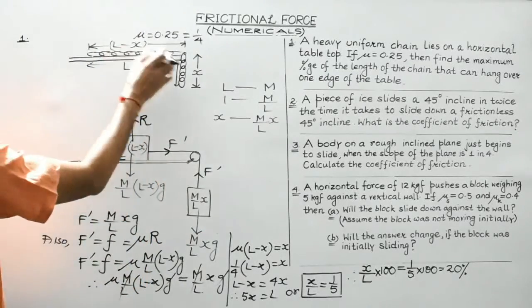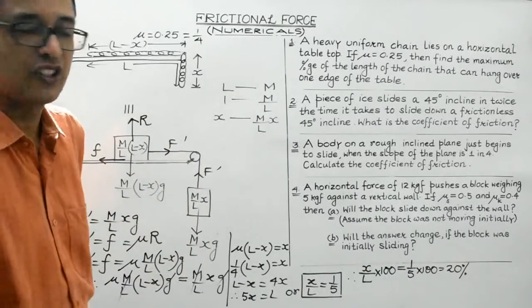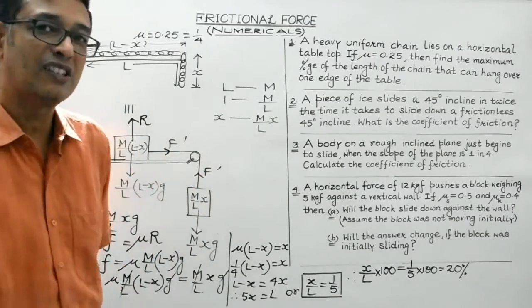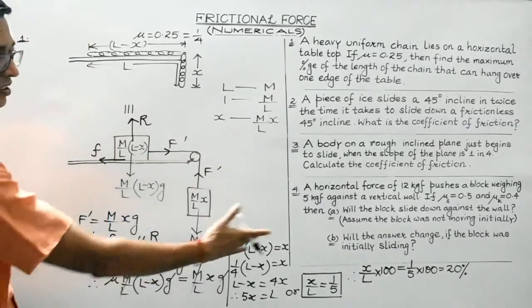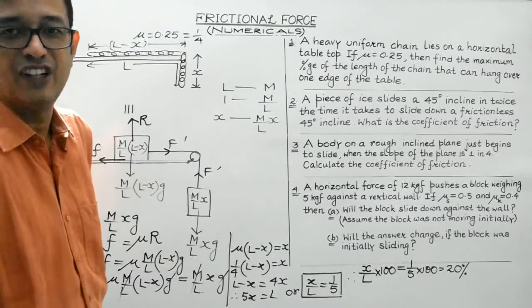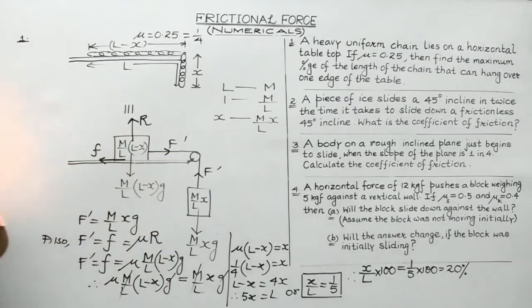Basically, you can convert it into two blocks connected through a massless string over a pulley which is again massless and frictionless. That is how you can construct the equations and get the result. Okay, let's proceed to the next question then.